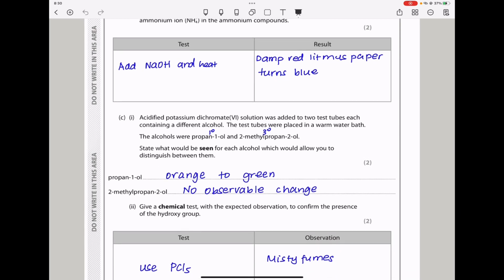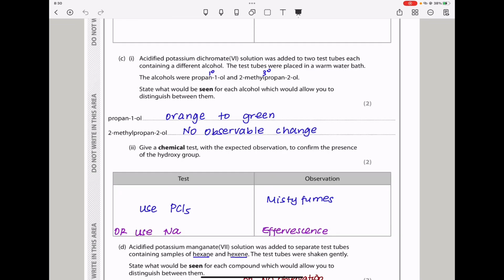In part C, acidified potassium dichromate(VI) solution was added to 2 test tubes, each containing a different alcohol. The test tubes were placed in a warm water bath. The alcohols were propan-1-ol and 2-methylpropan-2-ol. Of course, this is primary and that is tertiary. They say state what will be seen for each alcohol, which would allow you to distinguish between them. Because acidified potassium dichromate oxidizes primary alcohol, a color change is going to be observed, which is orange to green. But tertiary alcohols cannot be oxidized, so there will be no observable change with that.